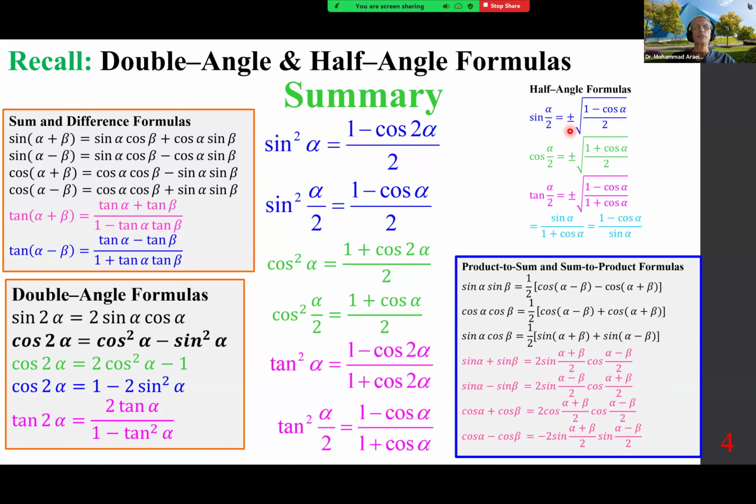And product to sum and sum to product formulas. For example, sine alpha sine beta is half of cosine alpha minus beta minus cosine alpha plus beta. You can get this using sum and difference formulas. If you put these two together, you can see sine of alpha plus sine of beta accordingly. Of course, subtract one from the other.